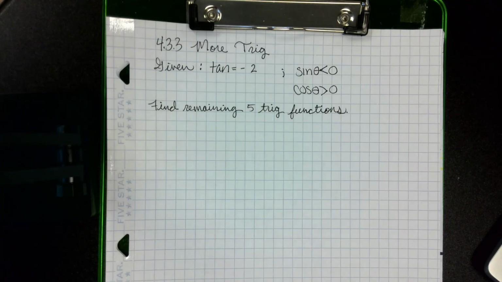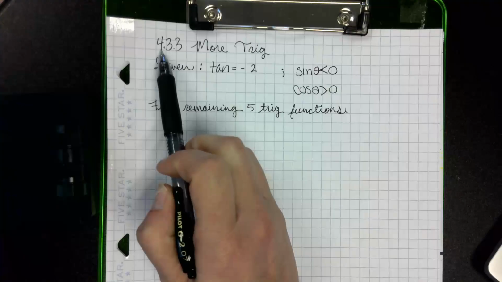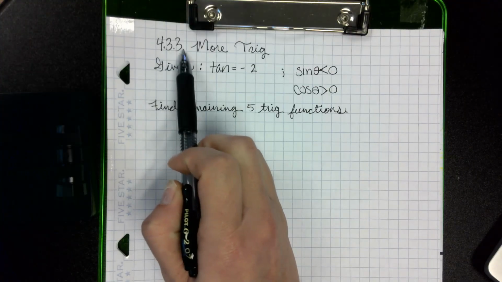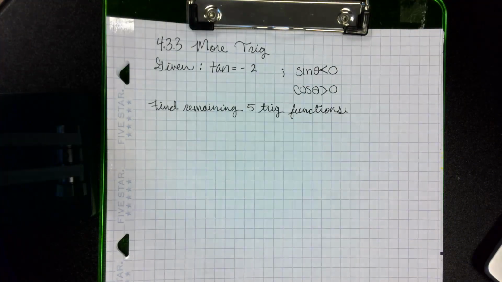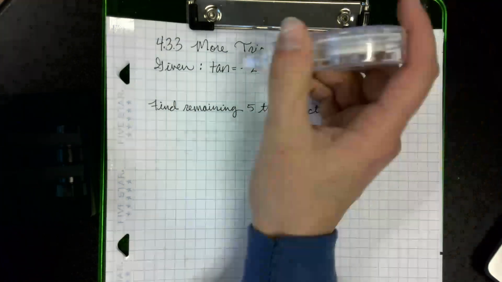Okay, today we are doing Chapter 4, Section 3, Day 3. I've just titled this one More Trig. It's just one more type of problem that you're going to see. And this problem, oops, I left off the theta. I should say tangent theta equals -2. So let me fix that.